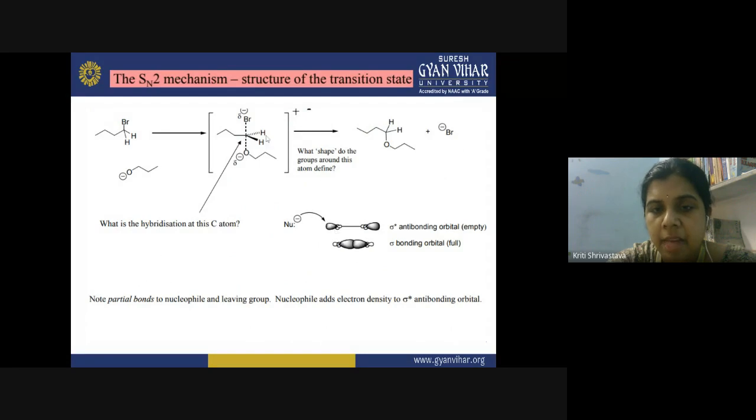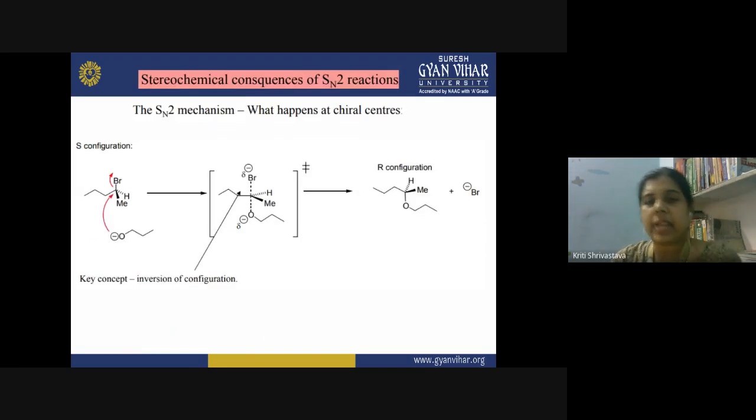And after some time, what happens? When the leaving group leaves the molecule, the nucleophile is attached to the bonding molecular orbital. So you can note the partial bonds to the nucleophile and the leaving group, and these partial bonds are actually reflecting what? Simultaneously the bonds are getting formed, and at the same time bonds are getting broken. So the nucleophile adds electron density to the sigma star anti-bonding orbital. So this is the SN2 mechanism, and what happens at the chiral center when you have chirality involved with the carbon atom? That brings the stereochemical aspect into existence.